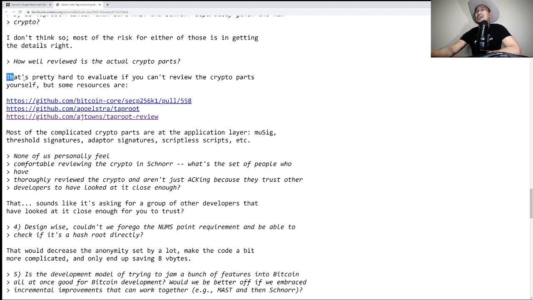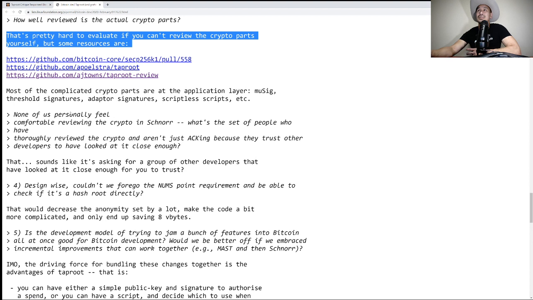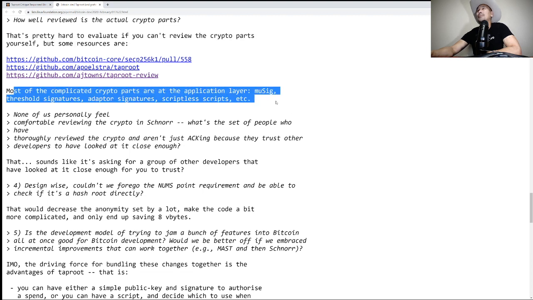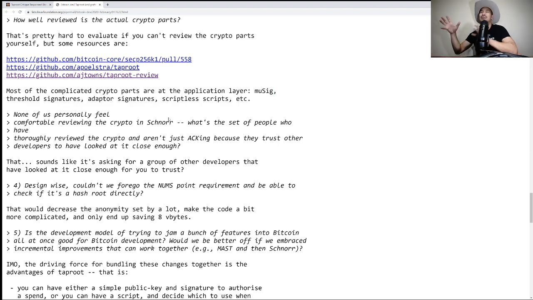That's pretty hard to evaluate if you can't review the crypto parts yourself, but some resources are. And yeah, he did the whole Taproot review with 100 developers. Most of the complicated crypto parts are at the application layer. This is true. MuSig, threshold signatures, adapter signatures, scriptless scripts. These are all layers on top. So this isn't protocol level changes. All of those things have to be implemented by the software.